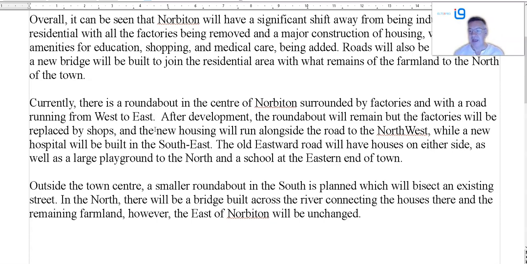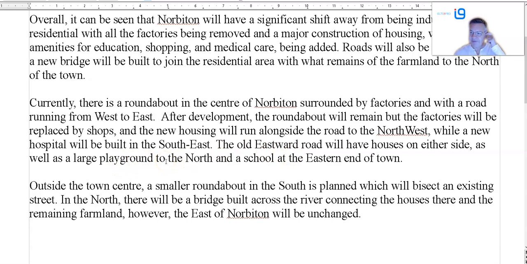Then, the detail. So we're going to be using a lot of passive in this map because we don't know who's developed, who's constructed, who has built, etc. So currently there's a roundabout in the centre surrounded by factories and with a road moving west to east. After development, so we're using some future simple here. Will remain, will be replaced, so we're using future passive. Future simple, new hospital will be built, will have houses, large playground.